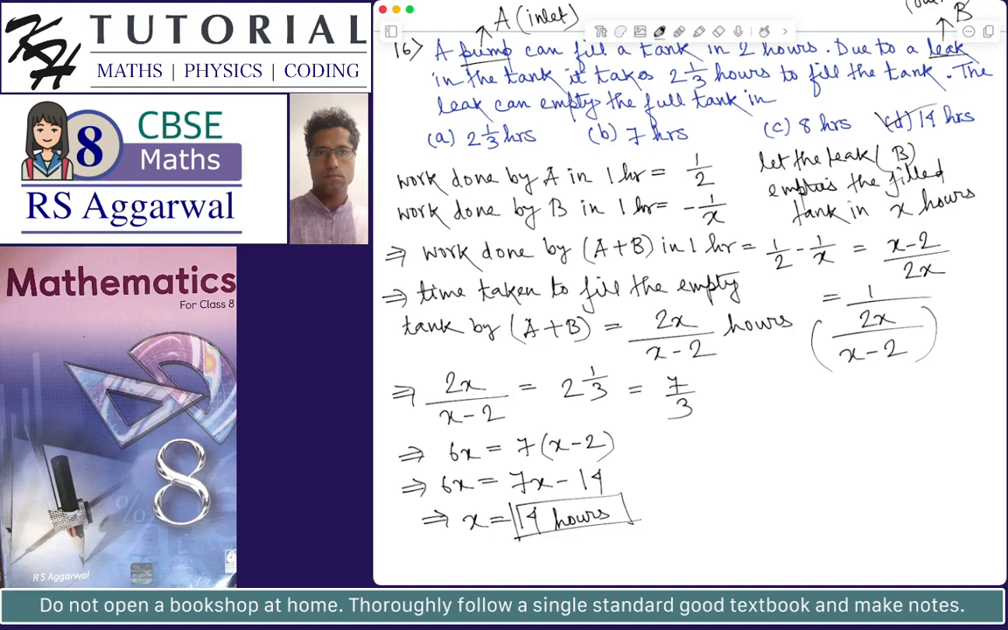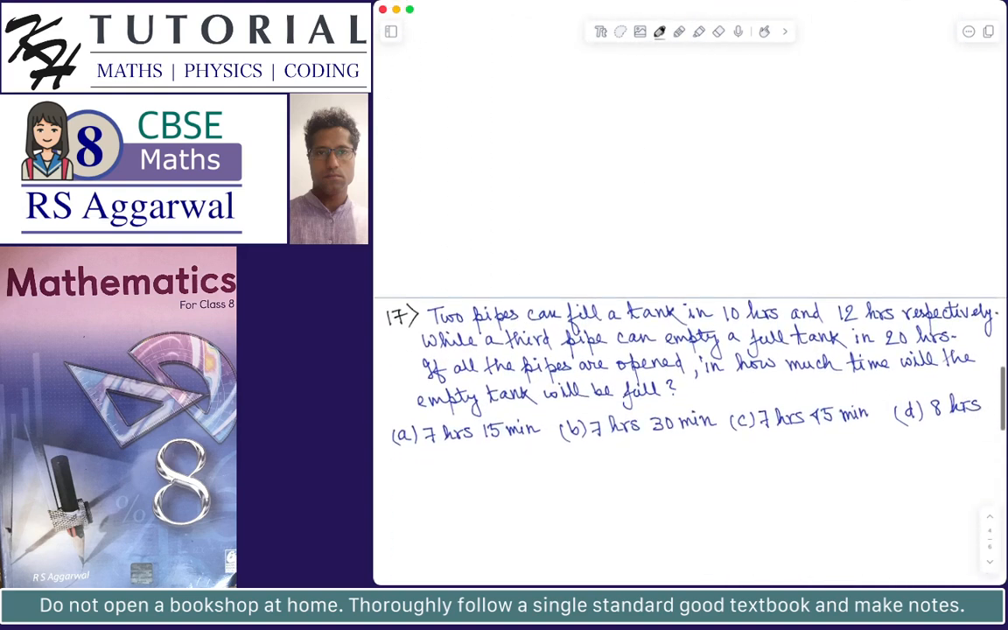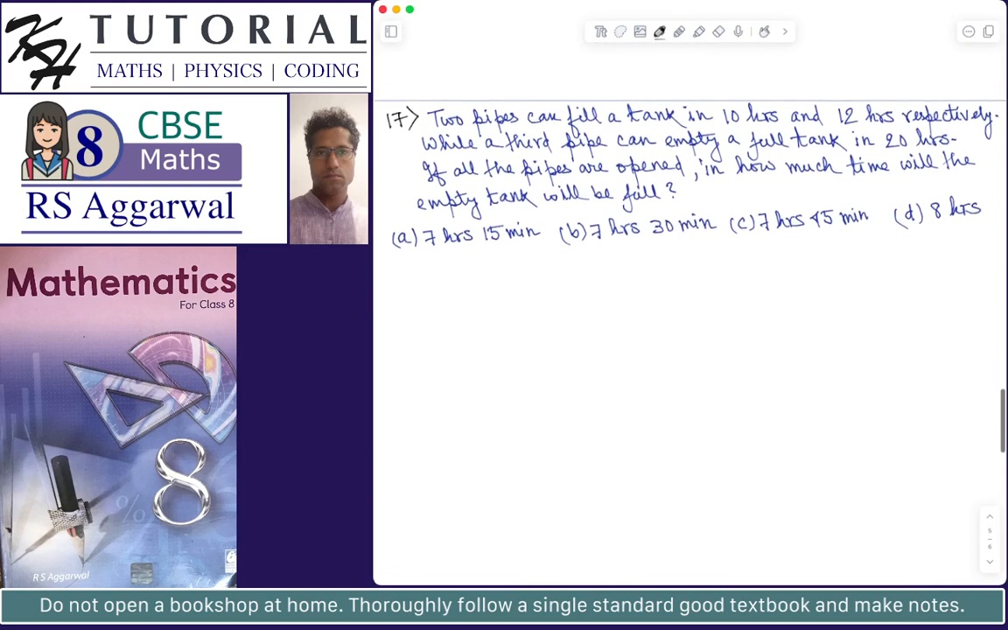Okay. Let's do the last problem, that is problem number 17. Two pipes can fill a tank in 10 hours and 12 hours respectively. So both the pipes are inlets, while a third pipe can empty a full tank in 20 hours. That is, the third pipe is an outlet.